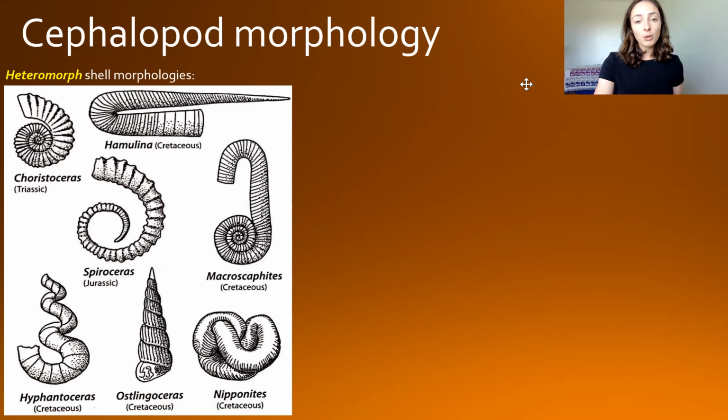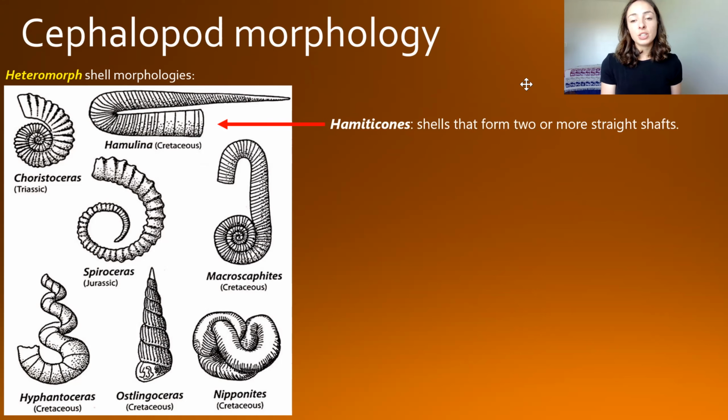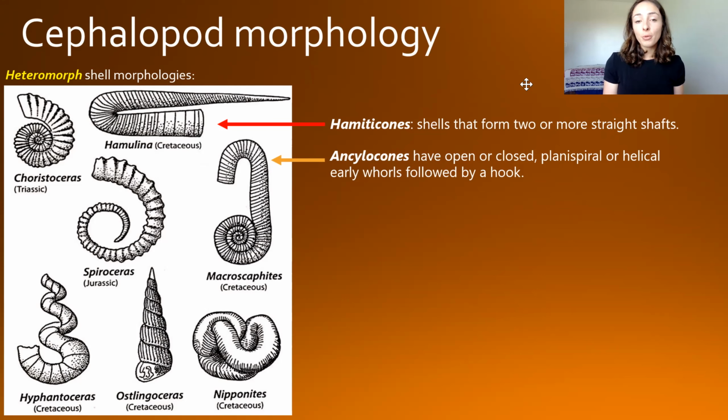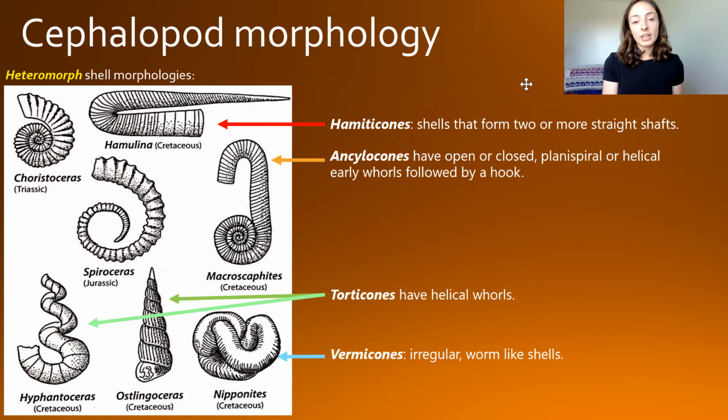As we can see, these shell morphologies include haematocones, which are shells that form two or more straight shafts. Then we have encyclocones, which had open or closed planispiral or helical early whorls that were followed by a hook at their end. And then we had torticones, which had helical whorls, and then some loosely formed torticones, which are shown here by the genus Hyphantoceras. Then we had vermicones, which were irregular worm-like shells. And finally, we had some planispiral forms, which were more run-of-the-mill for ammonites. And we'll talk about the different forms of planispiral shells here.